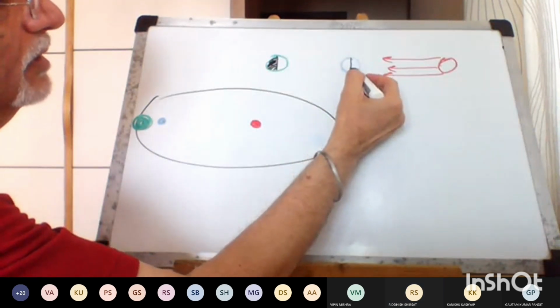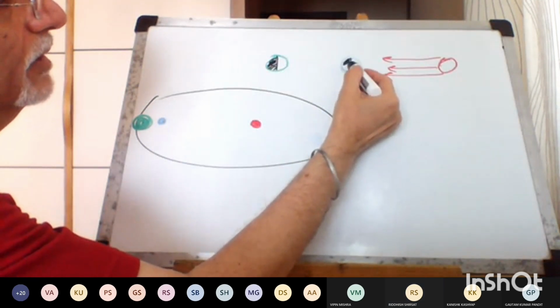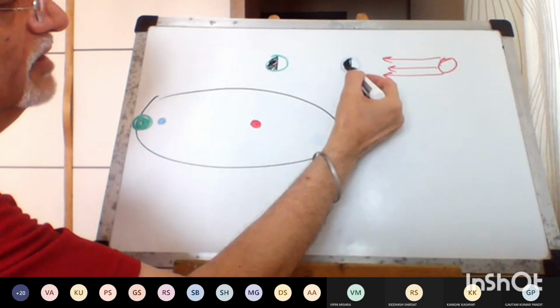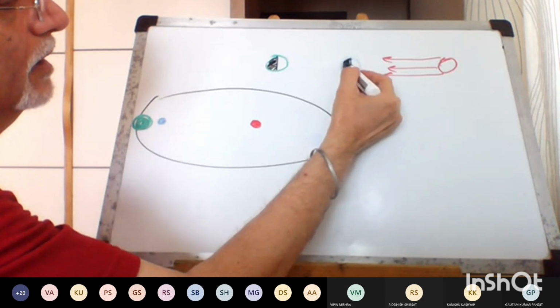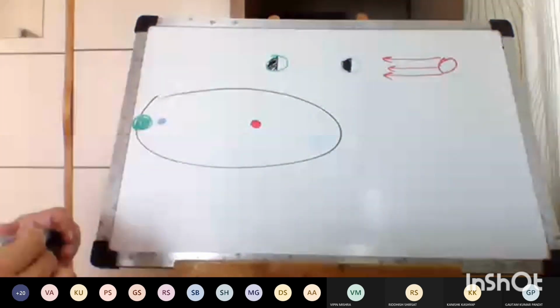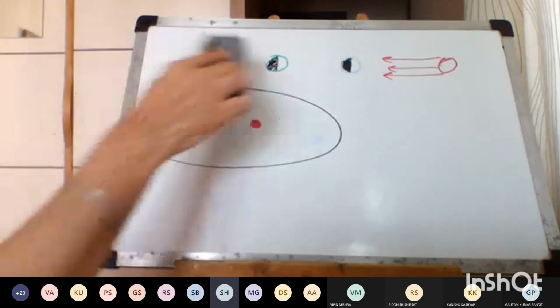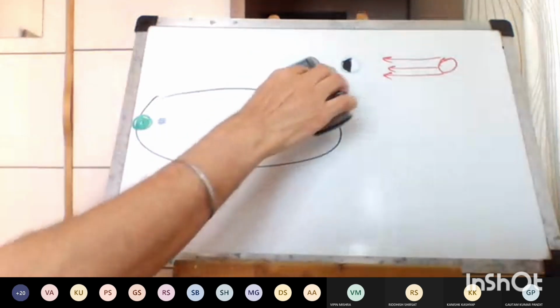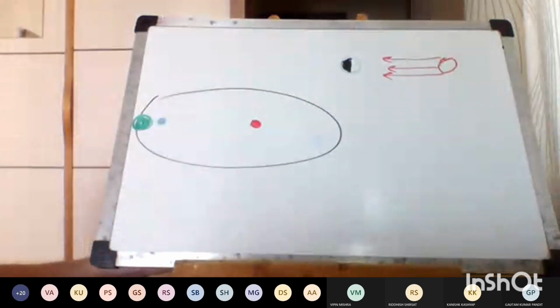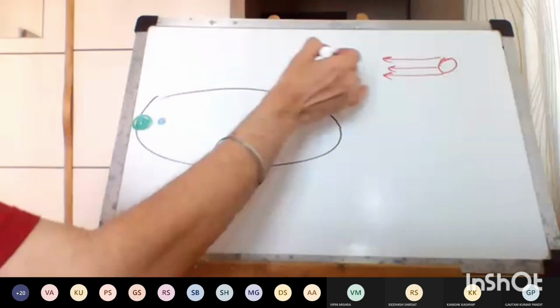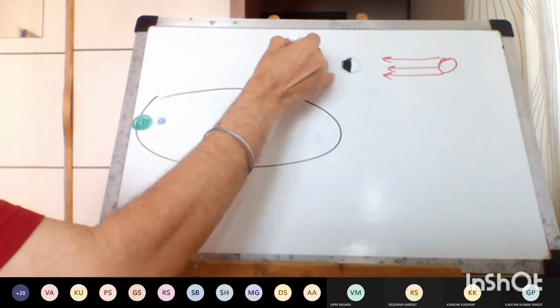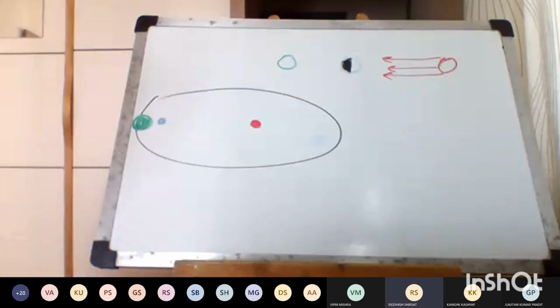Here, what is happening to the moon? Which part is illuminated? This part is dark. Yes or no? This part is dark, no? Yes, sir. So people on the earth, what are they seeing? New moon or full moon? New moon, sir.